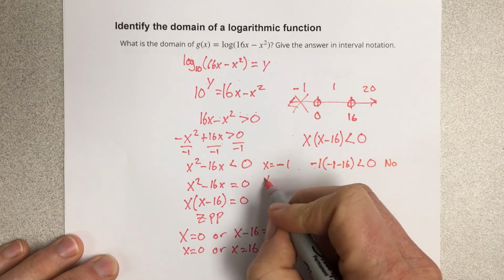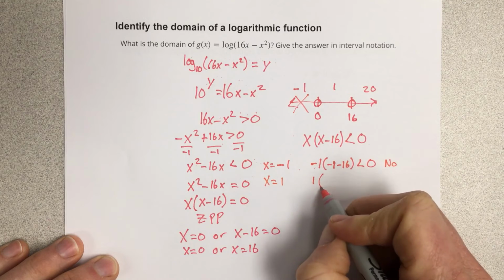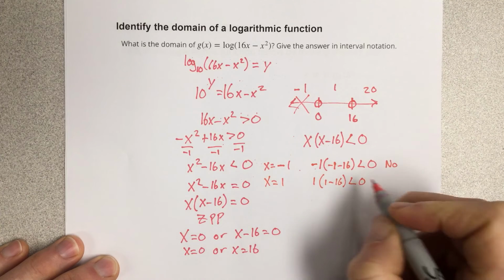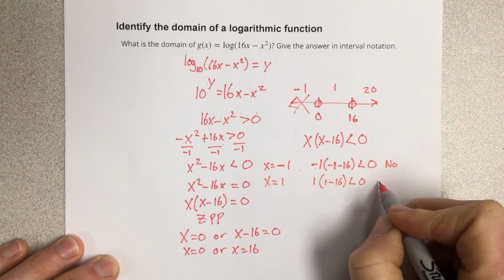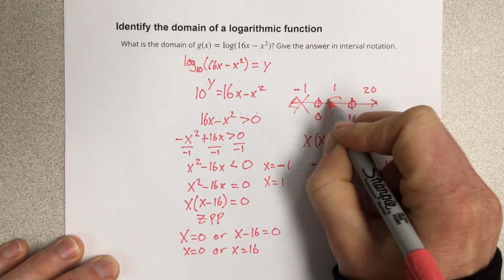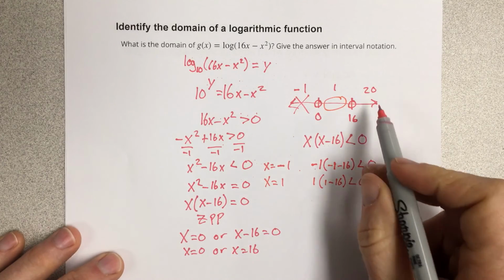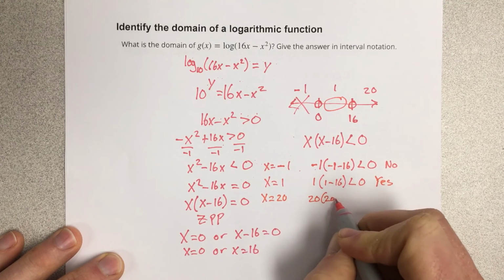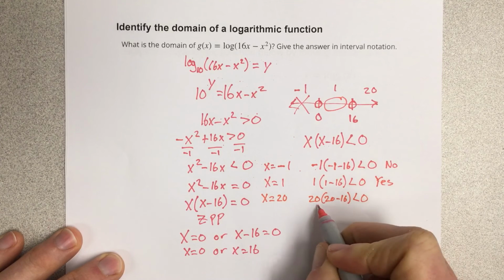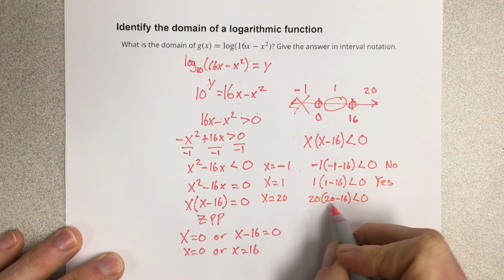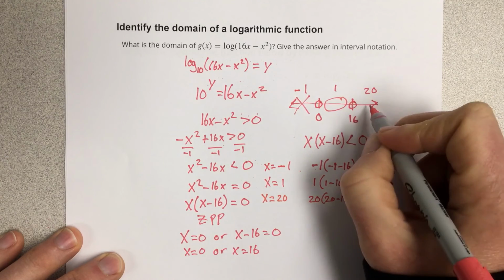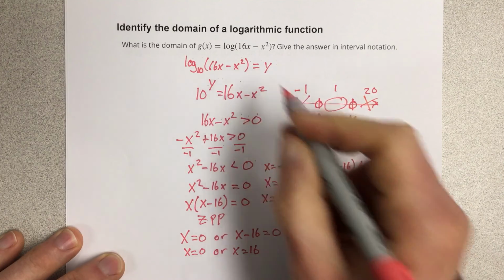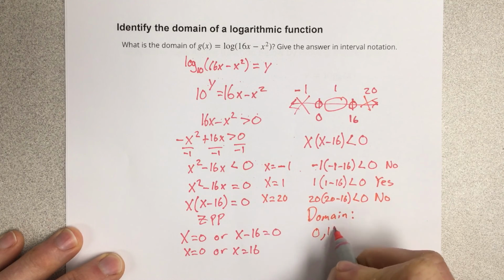I plug in a 1, x equal 1. That'd be 1 times 1 minus 16, less than 0. This is a negative number, less than 0. Yes, that works. So this area has solutions. And then x equal 20. I get 20 times 20 minus 16, less than 0. You can see that this will be 4. That'll be a positive number, so this area does not work. So our domain then for this logarithm would be 0 to 16 with parentheses.